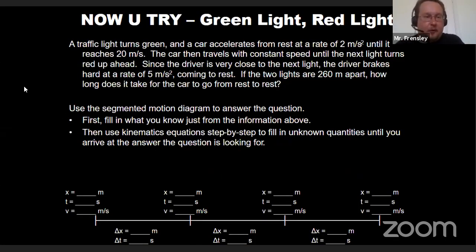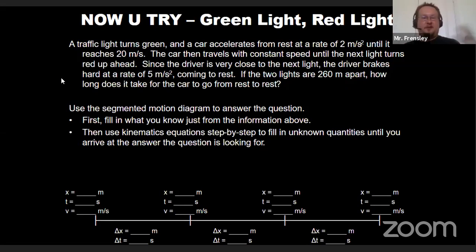Okay, this is the last one. I'm going to give you 4 minutes for it. It's just called green light, red light. So we're going to start from rest. And then when the light turns green at time equals 0, the car is going to accelerate at a modest 2 meters per second squared. It's going to reach 20 meters per second. That's about a major street speed, 45 miles an hour about. It's going to have a constant speed until it reaches the next light up ahead.